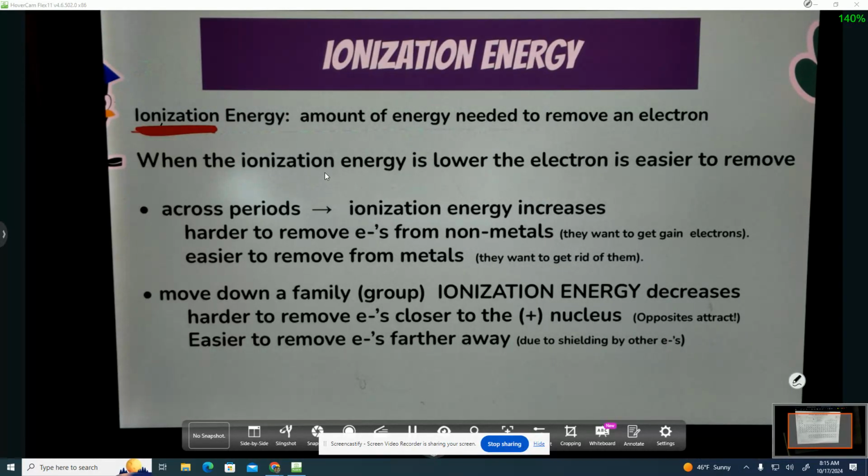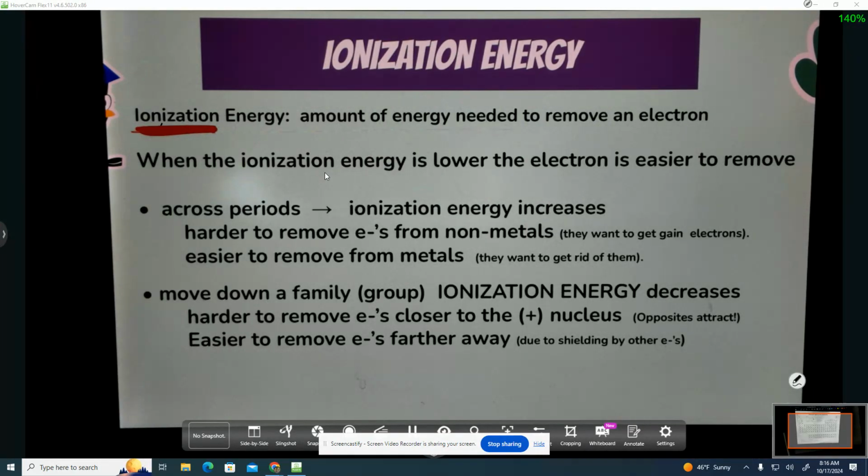So, energy, when you think about energy, I want you to think of money. Okay? So it's really saying, how much money do we need in order to make an ion? So how much money is needed to remove an electron from that atom? If the atom is really, really, really strong, is it going to take a lot of energy to remove it or a little bit of energy to remove it?